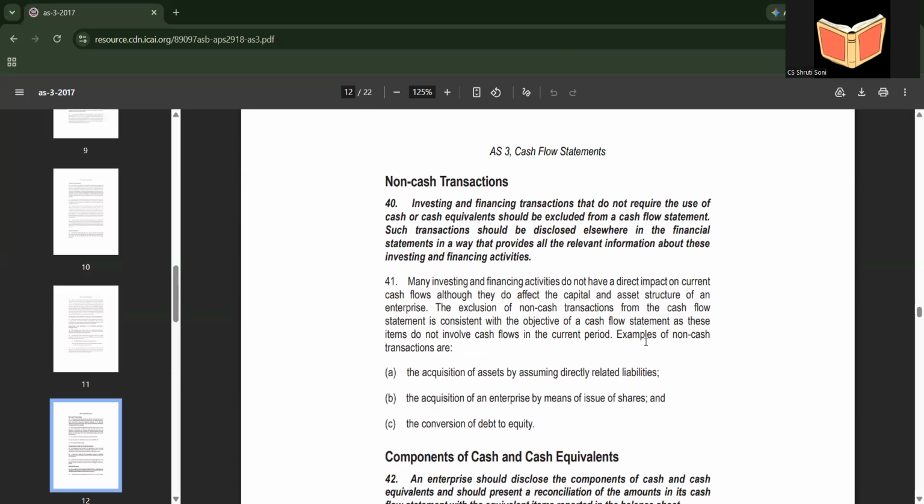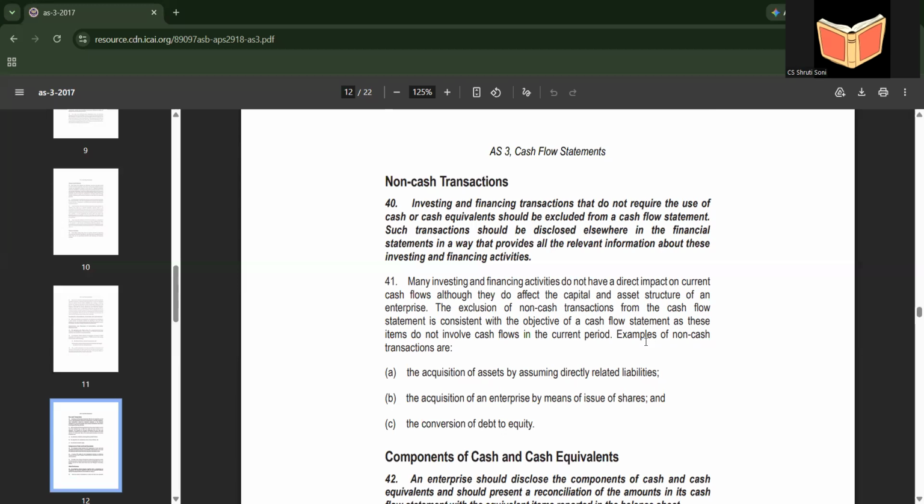These are those investing and financing transactions which do not require the use of cash or cash equivalents, and they are usually excluded from the cash flow statement. They have to be disclosed elsewhere in the financial statements in a way so that proper information is available. Some examples are acquisition of assets by assuming directly related liabilities, and acquisition of an enterprise by means of issue of shares. So if you're simply acquiring by means of issue of shares, there's no cash going in. Okay. Issuing shares and acquiring an enterprise.